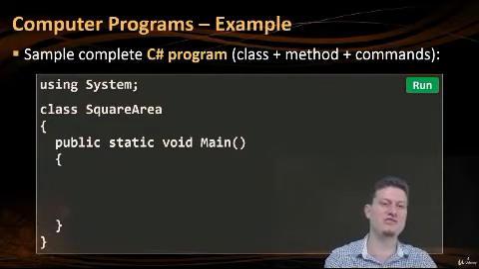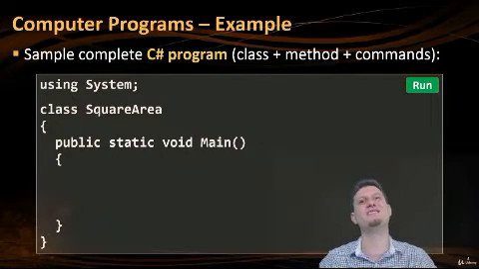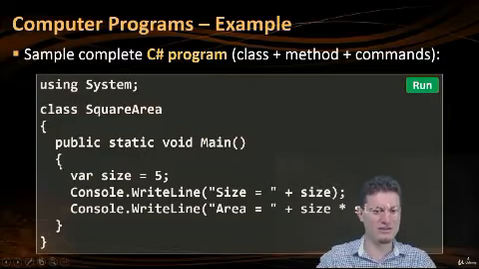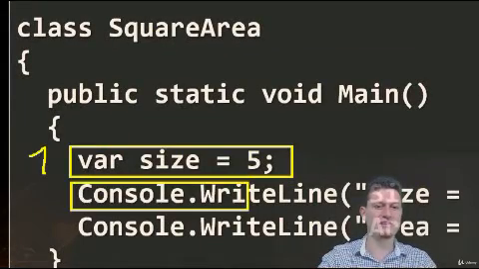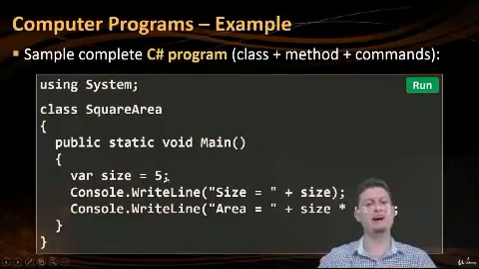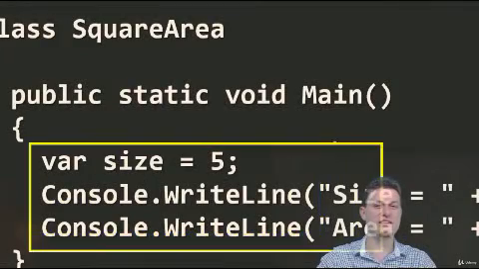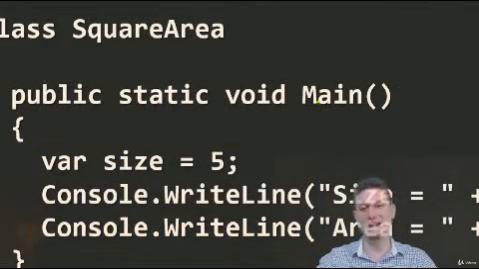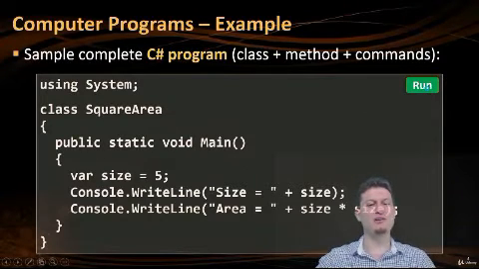We cannot write a C# program with a single line of code. We need to put this code inside. So the actual commands, the first command, the second command, and the third command, these commands are put inside this block, inside this Main, which is called a method, inside the Main method. So the entire program looks like this.